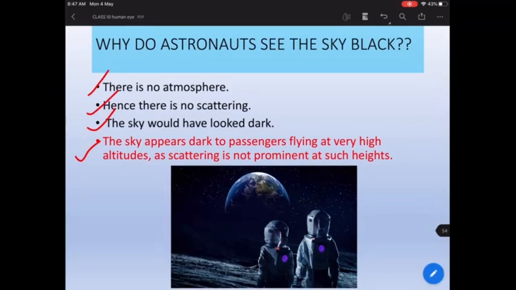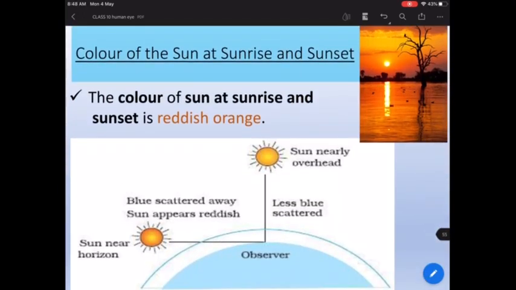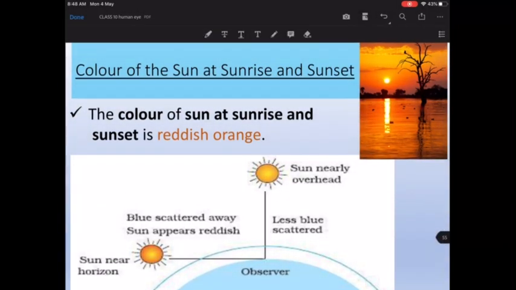I have actually prepared all the slides in such a way that all your questions are already prepared in the slide, so you can just jot down the answers and study them. Another question is, why do you see the sky orangish or reddish? Orange and red colors are generally mixed.